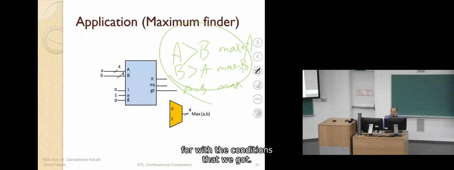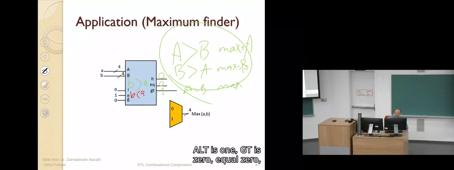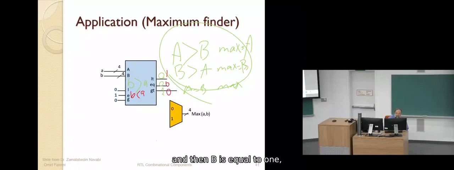For example, let me say that this circuit is comparing B to A. So if B is greater than A, GT is 1, LT is 0, EQ is 0. When B is less than A, LT is 1, GT is 0, equal is 0. And when B is equal to A, then equal is 1, LT is 0, and GT is 0. Okay. So if this is the case, how do I connect them?